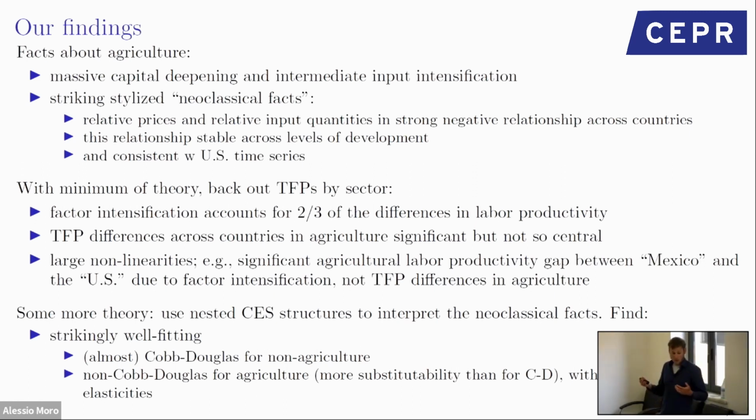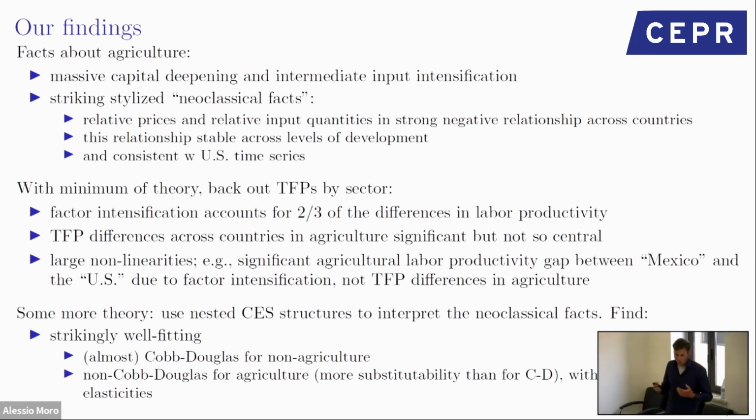Strikingly, these relationships that we document are very stable across the whole income distribution, and are also strikingly consistent with US tax. We then put some structure on the framework and back out TFP terms. So we basically assume neoclassical aggregate production functions and interpret the data through the lens of such an aggregate production function, and we back out TFPs across countries. And what we see there is that a large chunk, 2/3, of the overall labor productivity differences in agriculture between the richest and poorest countries is endogenously explained through intermediate input intensification and capital deepening.